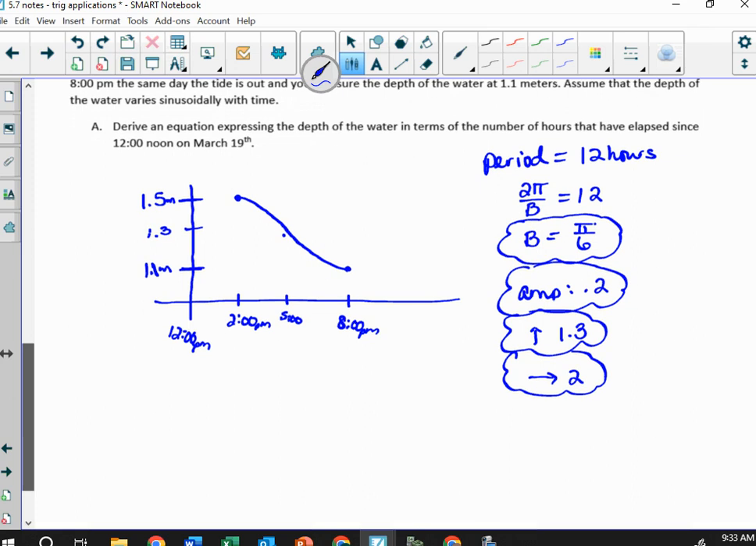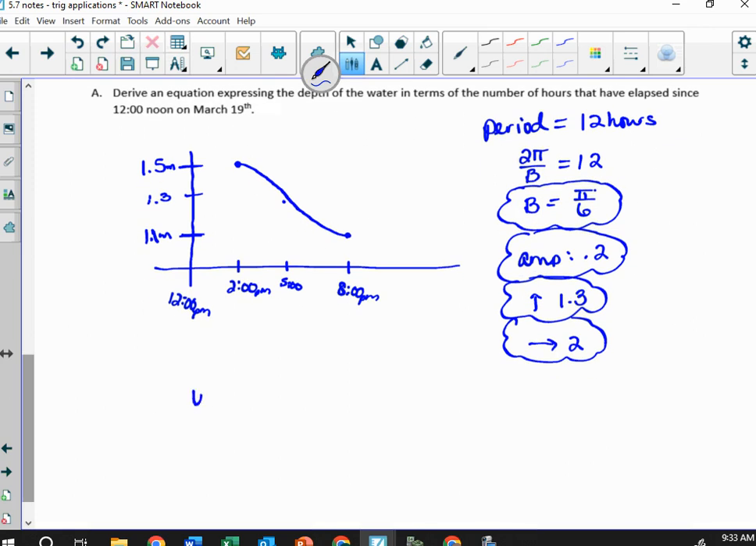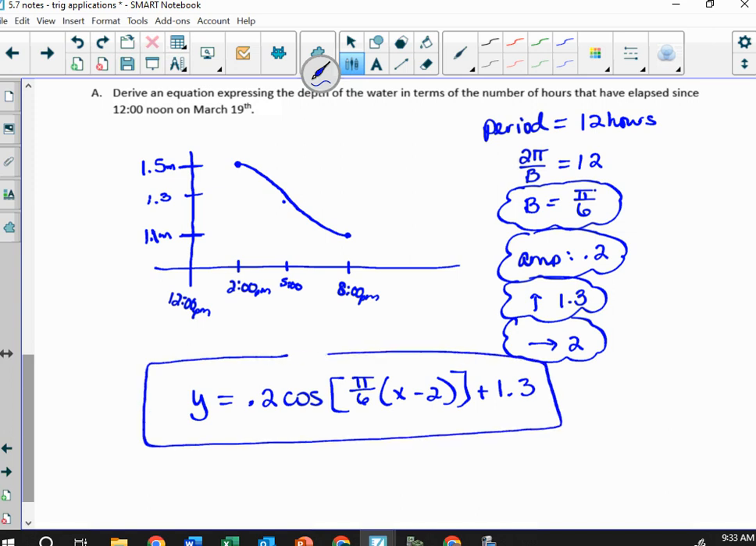So let's write that equation. Y equals amplitude of 0.2, again, cosine pi over 6, x minus 2, plus 1.3. Is it getting a little easier? Like dissecting the word problems, we can find the pieces we need. Again, the picture, like draw things. Do not be afraid to draw pictures with these. It's very helpful. I need that to help me visualize what's happening.